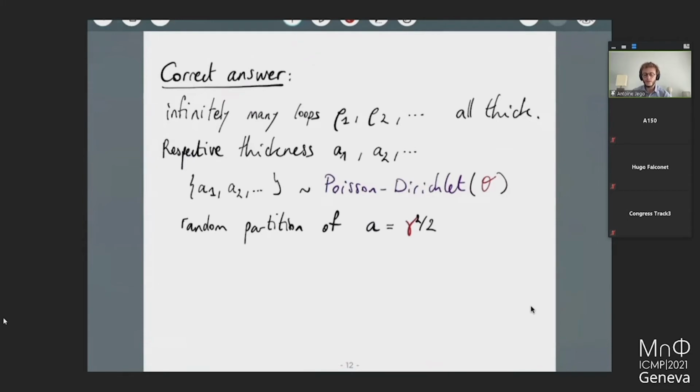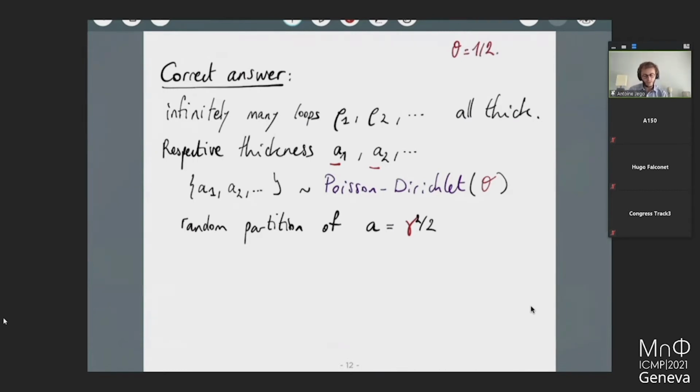We have infinitely many loops that are all thick, and moreover, we can describe the respective thickness of each of these loops. If I denote a1, a2, etc., the thicknesses of my loops, then we show that they are distributed as a Poisson-Dirichlet distribution with parameter theta. In this context, theta was equal to a half so far.